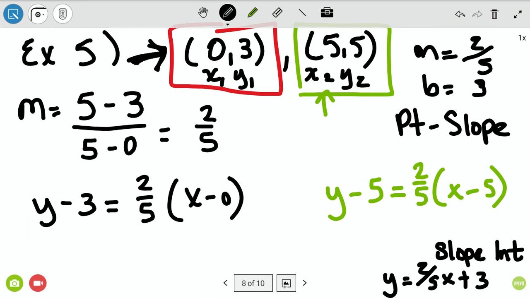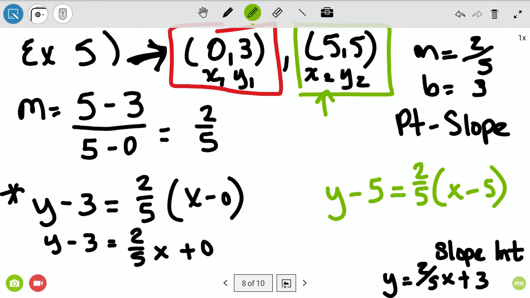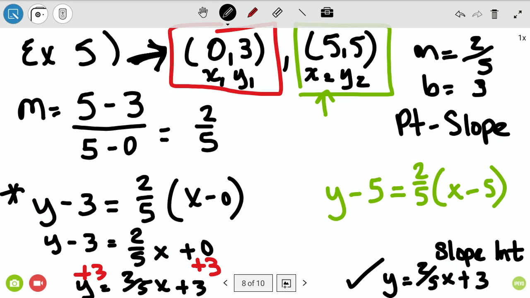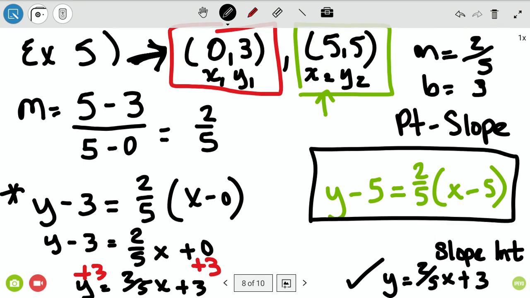But what if you don't notice that? Well, come back over here to this one, and let's use a little bit of algebra to put this in slope-intercept form. So we've got y minus 3 equals 2/5 times x is just 2/5 x. 2/5 times 0 is just 0. Anything times 0 is 0. And then in order to get the y by itself, we add 3 and we add 3. And should be no shock, we get y equals 2/5 x plus 3, which is exactly what we got over here.